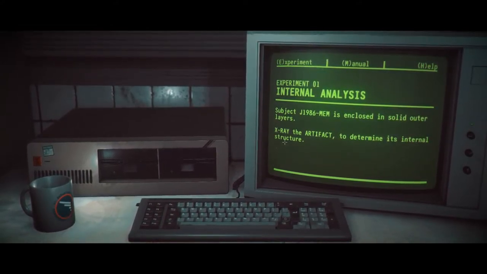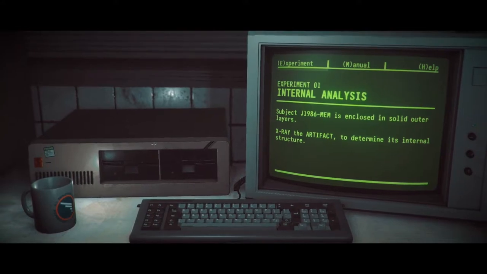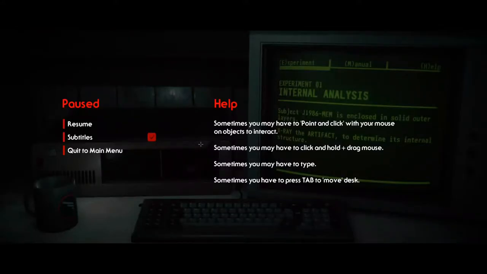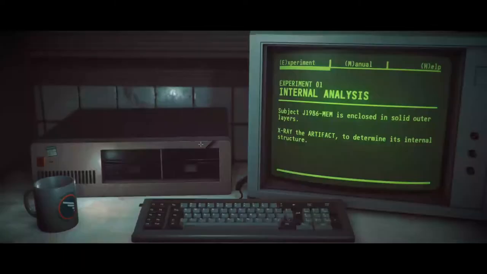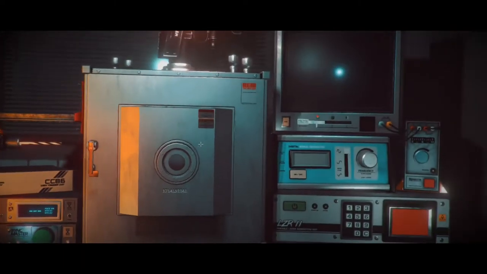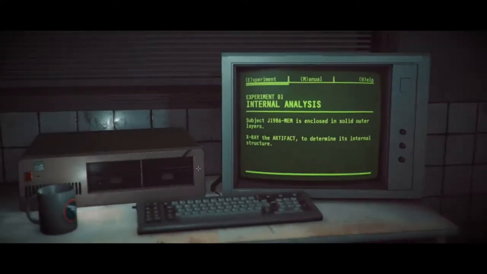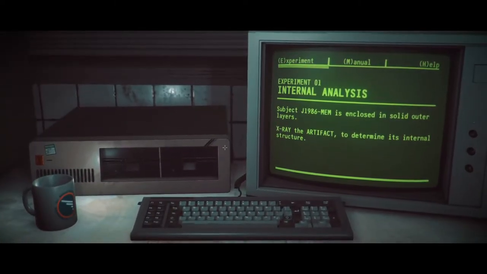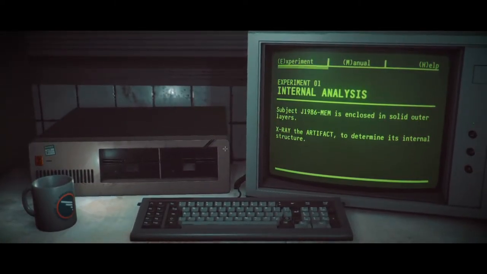I don't remember what buttons are what. Point and click with your mouse. Hold and drag the mouse. Tab to move back and forth. Doink. Alright. Okay, I put experiment and internal together.